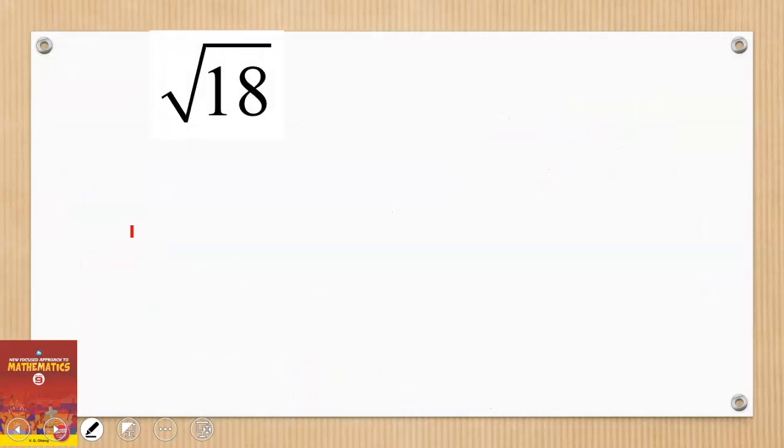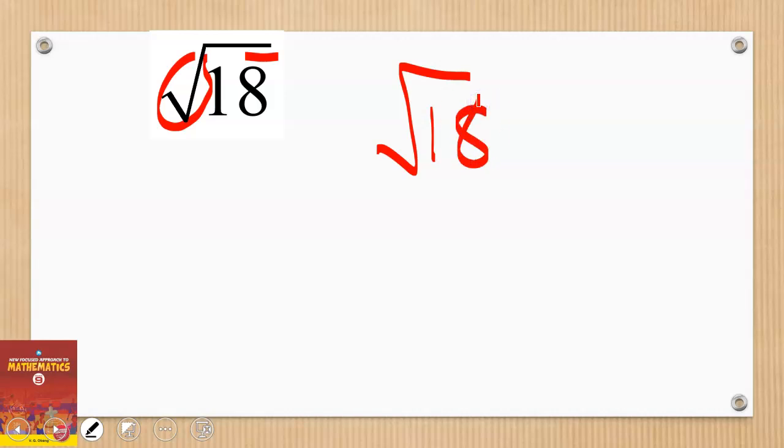Now, look at this surd, root of 18. The symbol here is called the radical. The number that goes under it is called the radicand. Okay, take note of that.